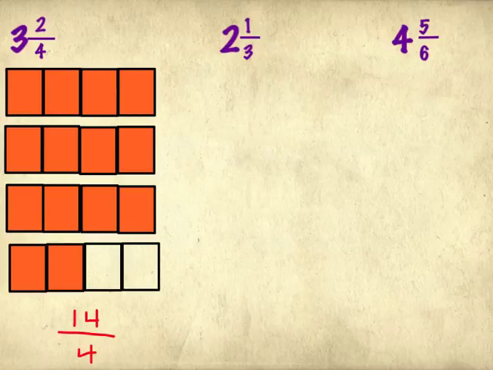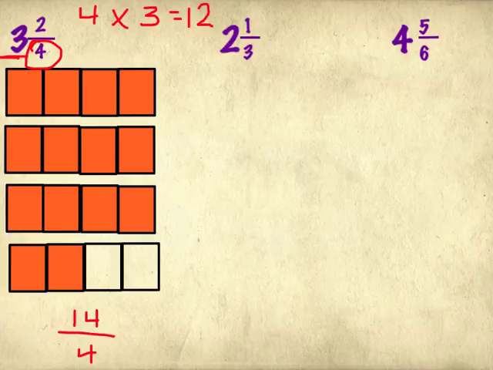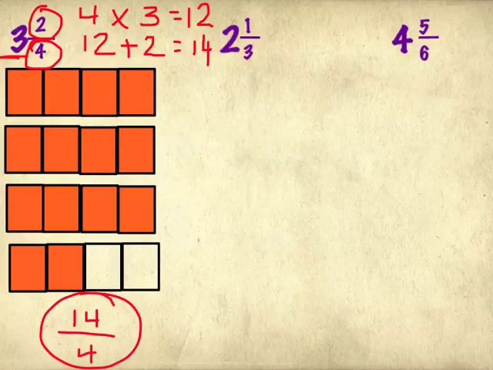Now you may have noticed that a faster way to count up those groups would have been to multiply 4 times 3. And look, here's a 3 and a 4. So another way that you can do this is through multiplication. You can take your denominator, multiply it by your whole number, 4 times 3 equals 12, and then add in your extra pieces. 12 plus 2 equals 14. Your answer will be 14 out of 4. Either way works just fine.